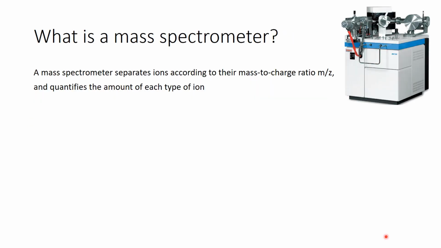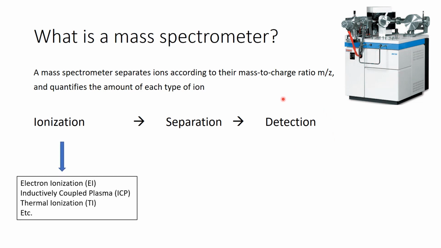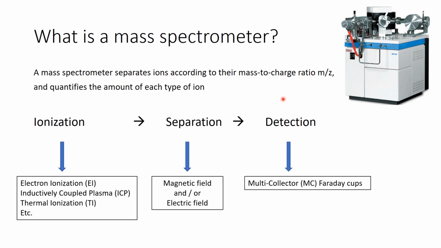We'll now turn to the more technical aspects of measuring isotopic ratios. The most common way is to use a mass spectrometer. We can simply say that a mass spectrometer separates ions according to their mass to charge ratio and quantifies the amount of each type of ion. We have 3 separate parts in the instrument: the ionization, followed by separation of these ions, as well as detection. There are different technical solutions for each of these 3 sections.